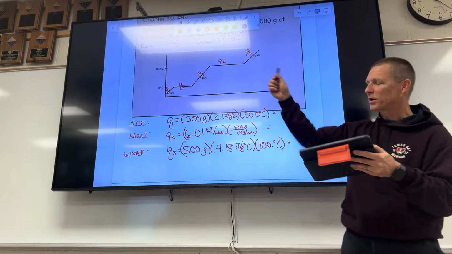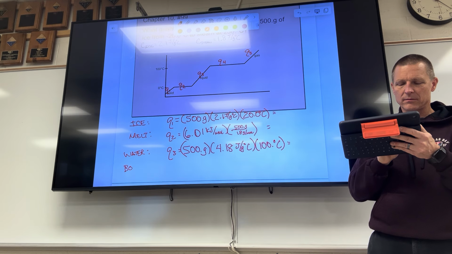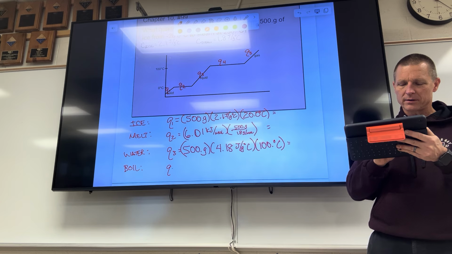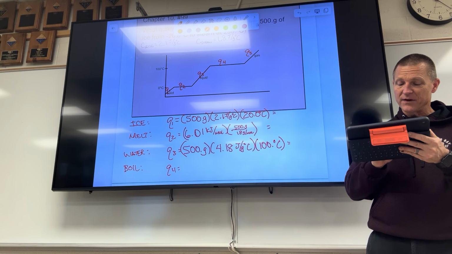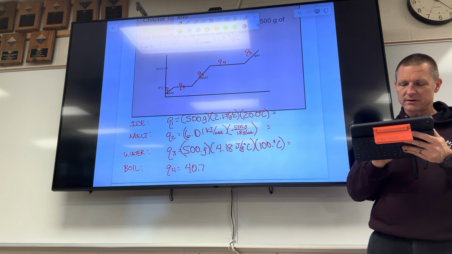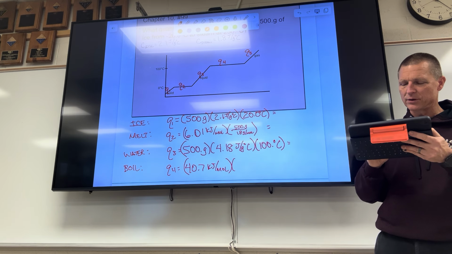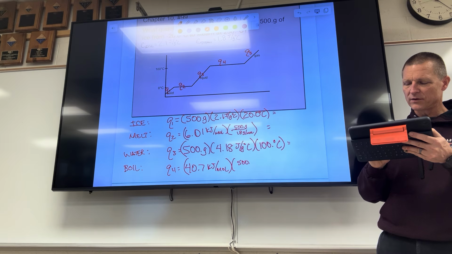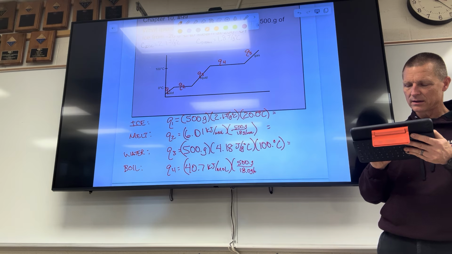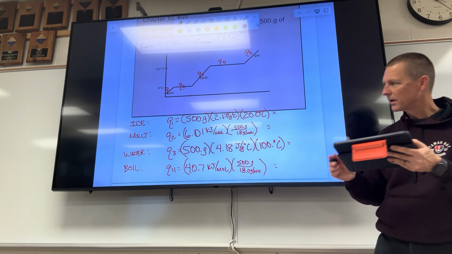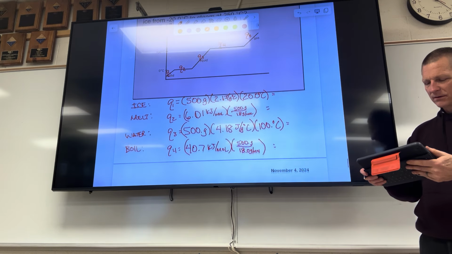The next we have the water boiling. It's Q4. The heat of vaporization, 40.7, times the moles, which is like I did in Q2, 500 converted to moles, and it's divided by the molar mass, 18. We're getting there quickly.